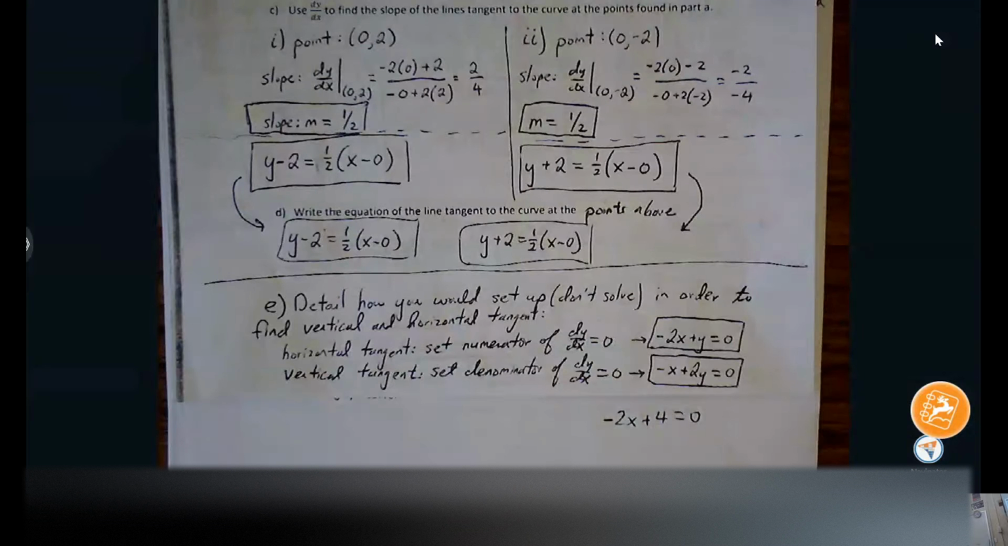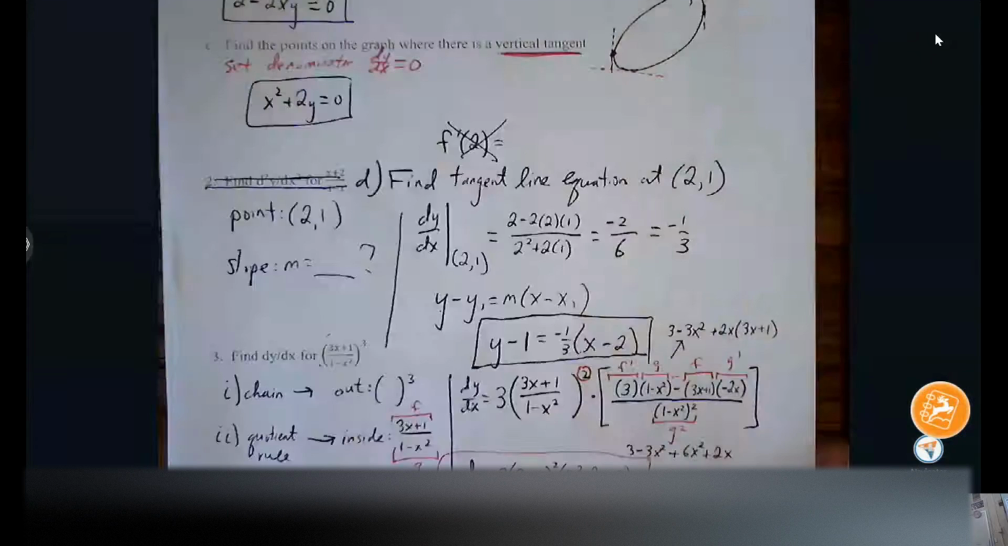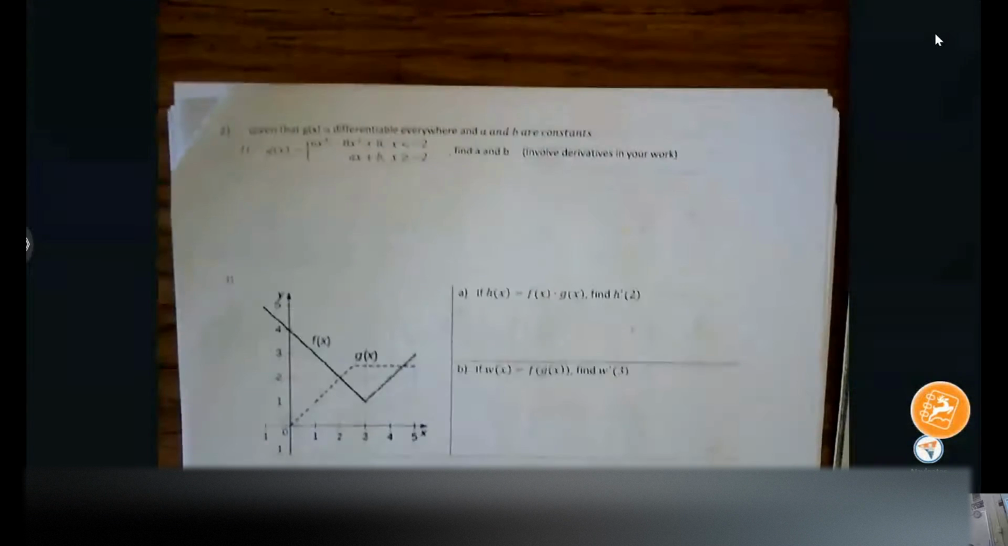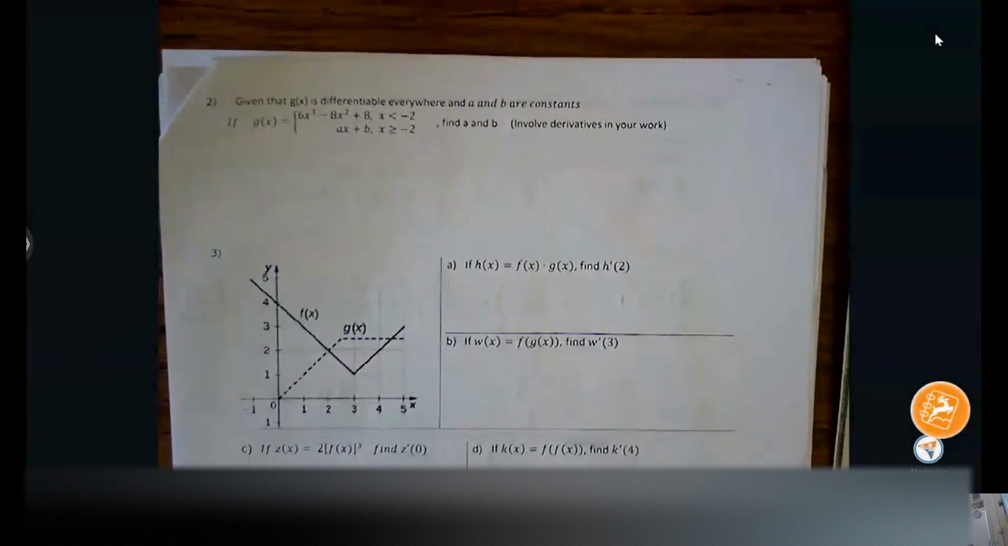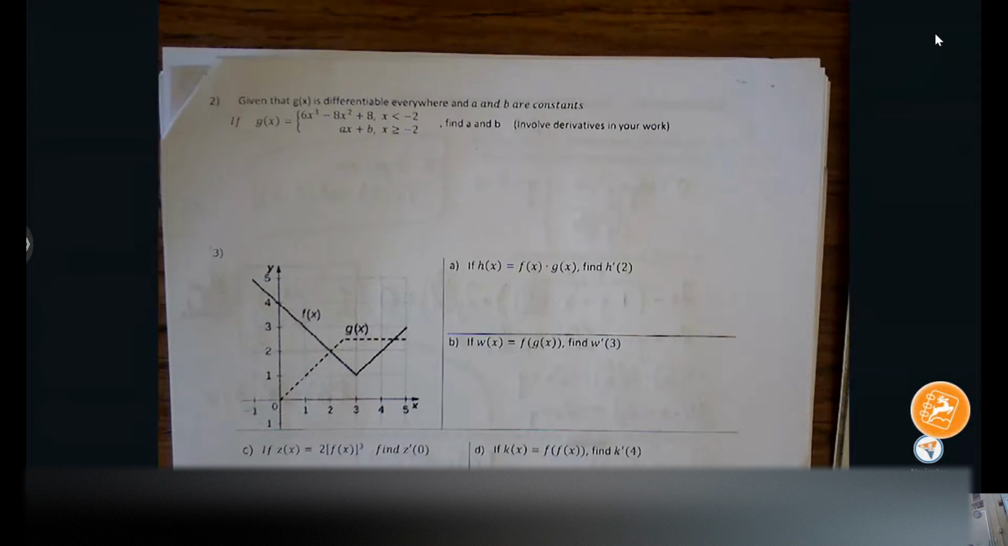First page, everybody good? All right, let's go to the second page. So given that our function is differentiable and a and b are constants, find a and b. Okay, we have to involve derivatives in our work.